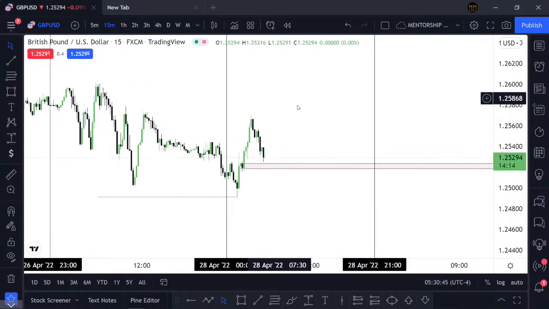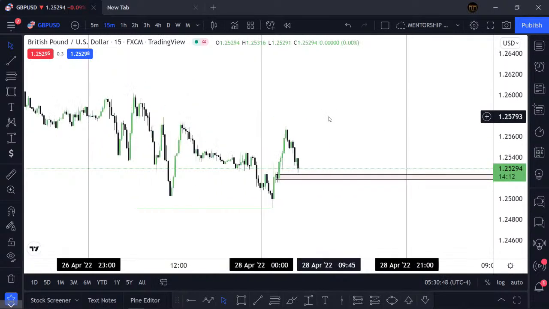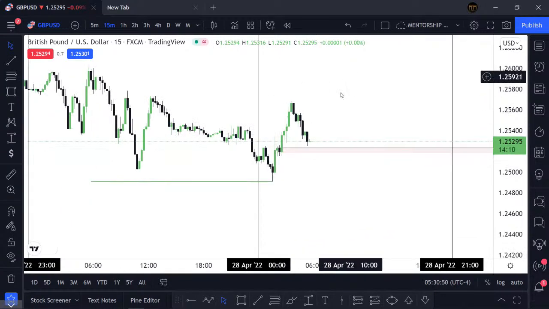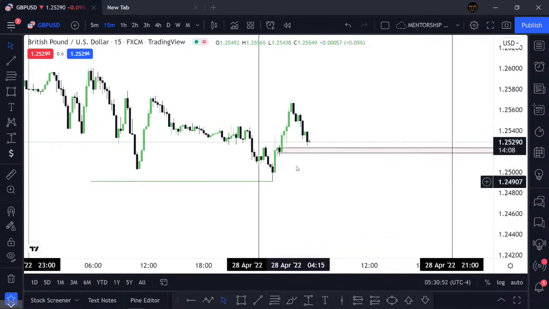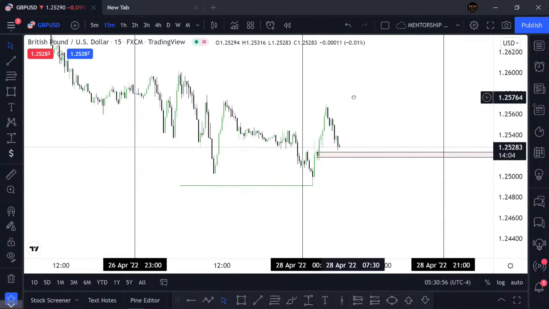Because what am I looking for? I am looking for that panic. I'm looking for the manipulation. I'm looking for the accumulation, and I'm looking for a distribution. Not before 8:30 in the morning. So this is what I'm going to do.